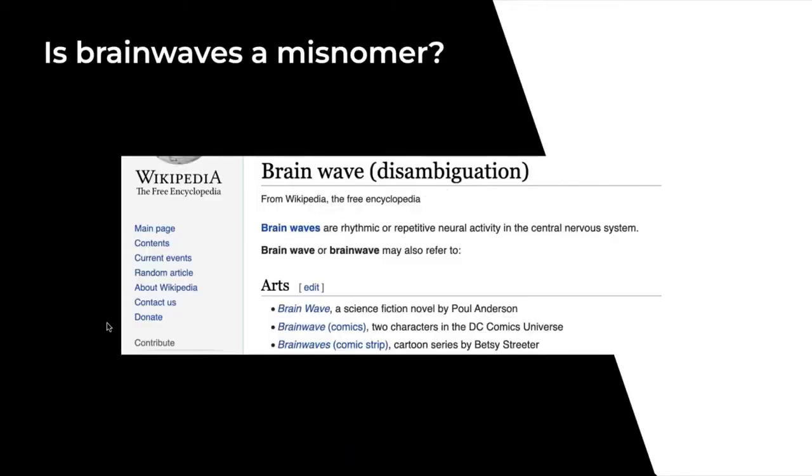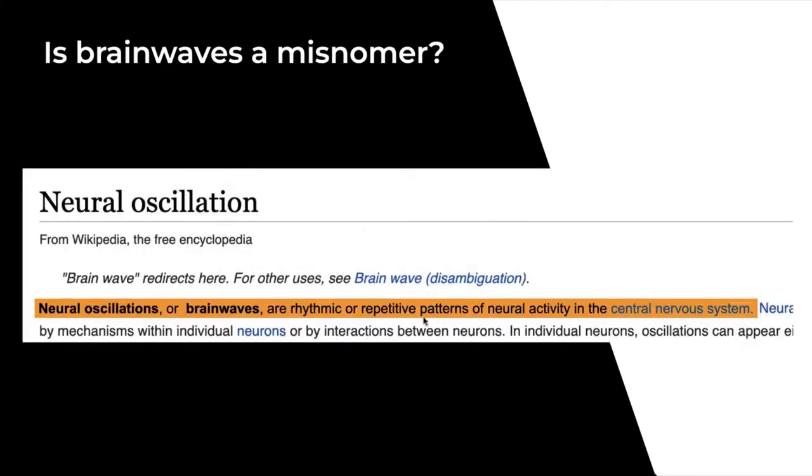If you search for brainwaves on Wikipedia, you get to the disambiguation website, and if you follow the link to brainwaves, you end up on the page for neural oscillations. And it says in the first sentence that neural oscillations or brainwaves are rhythmic or repetitive patterns of neural activity.